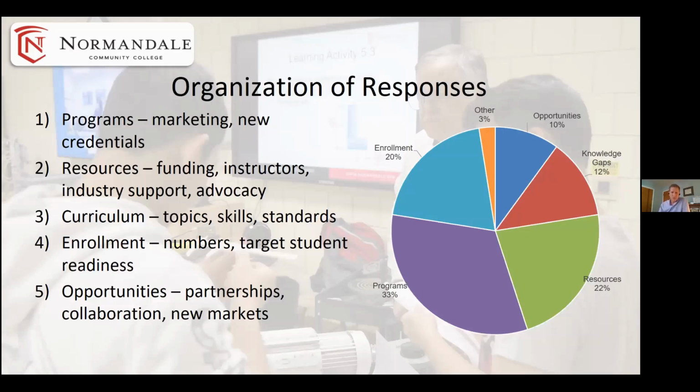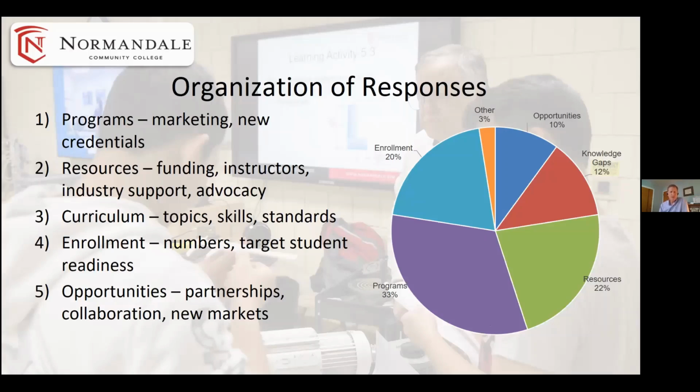Curriculum issues, technical topics, skills, maybe skill standards, industry standards. That was the third category. The fourth category was just general issues with enrollment. Community colleges have the same challenges that SVC found when they were trying to beef up their programs. How do we get more people in? How do we provide them with rewards that say, hey, there's value to me in doing this?